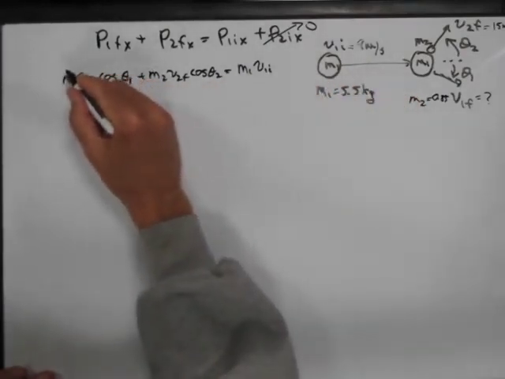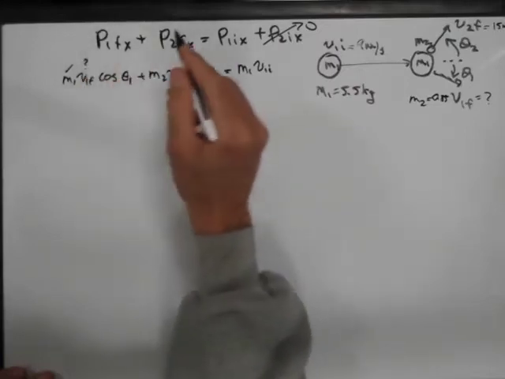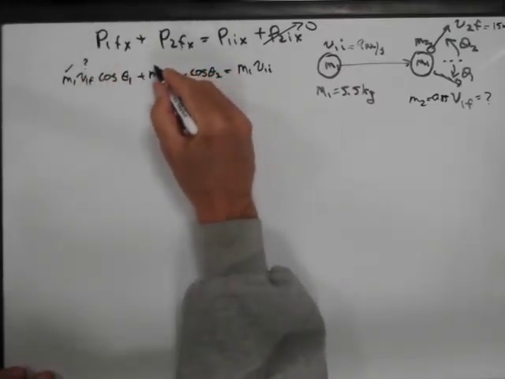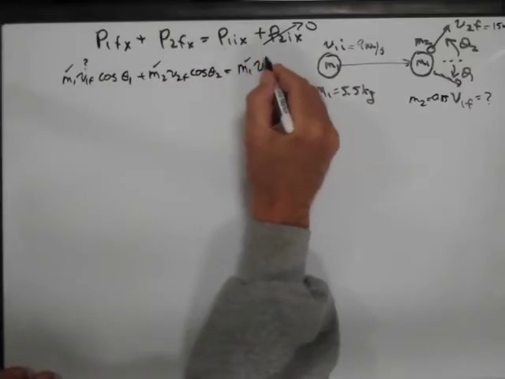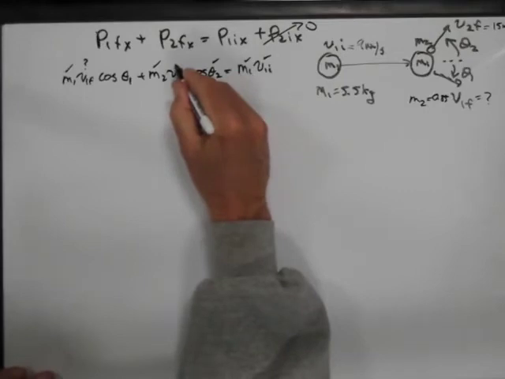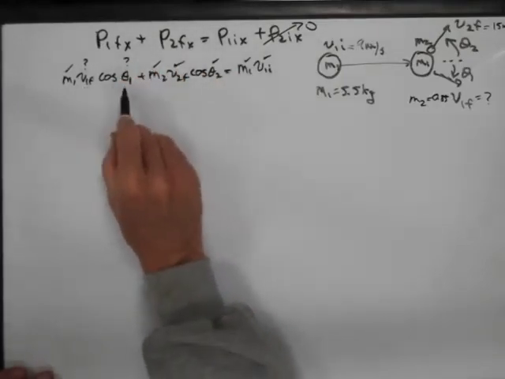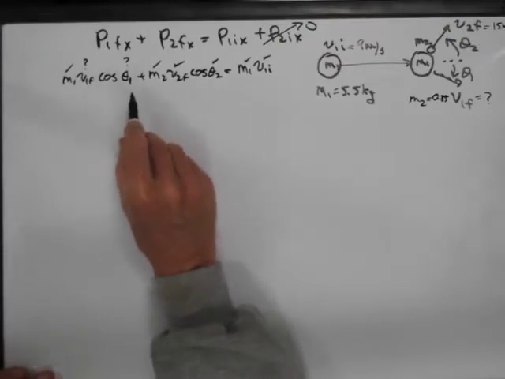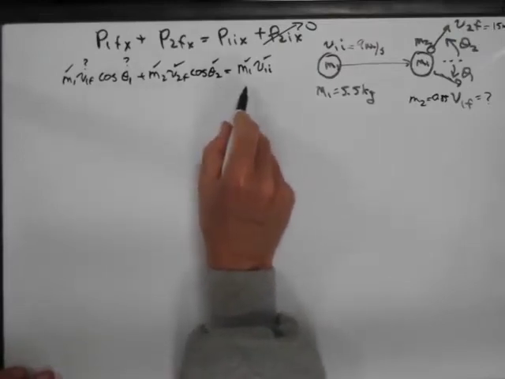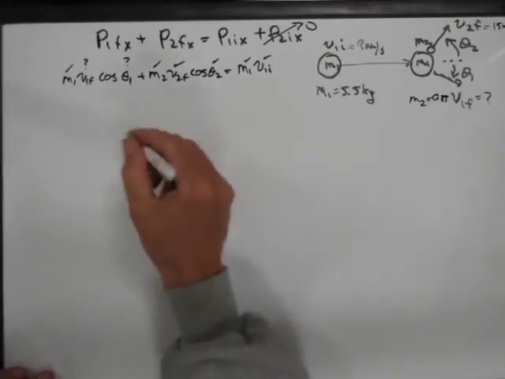And so we know the masses. We don't know the final velocity. So we know these masses, we know the initial velocity, we know theta 2, and we know V2 final. The things we don't know are V1 final and theta 1. And so this is one equation, and we need a second equation because we've got two unknowns. Anytime you have two unknowns, you need two equations.